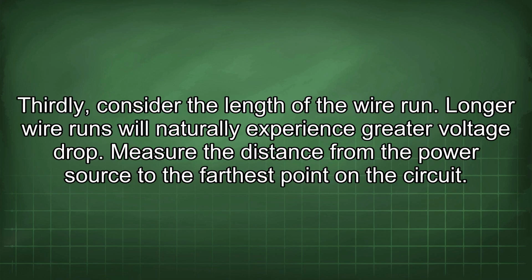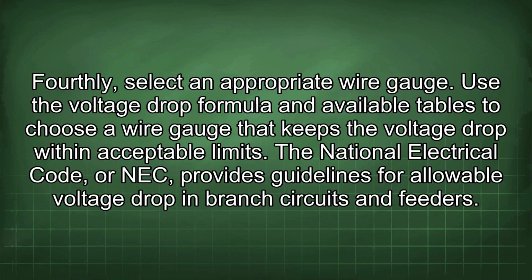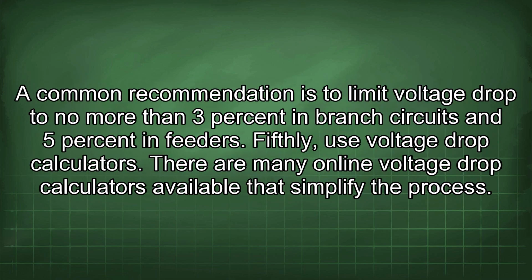Thirdly, consider the length of the wire run. Longer wire runs will naturally experience greater voltage drop. Measure the distance from the power source to the farthest point on the circuit. Fourthly, select an appropriate wire gauge. Use the voltage drop formula and available tables to choose a wire gauge that keeps the voltage drop within acceptable limits. The National Electrical Code, or NEC, provides guidelines for allowable voltage drop in branch circuits and feeders. A common recommendation is to limit voltage drop to no more than 3% in branch circuits and 5% in feeders.